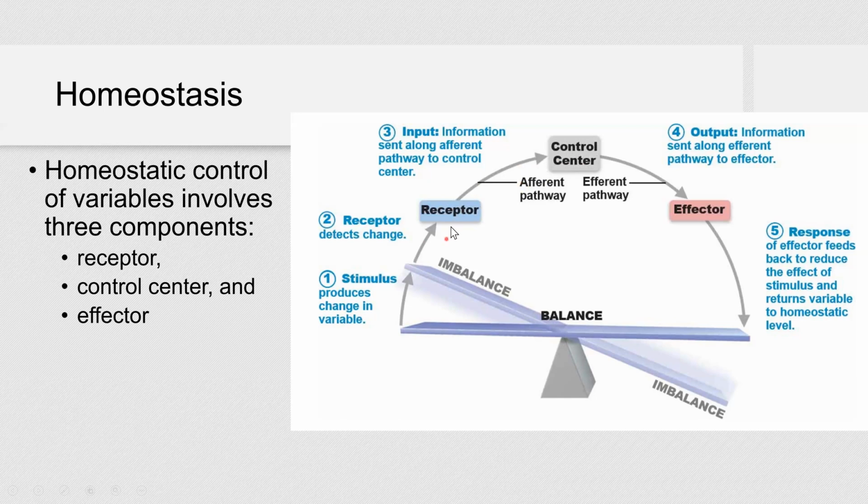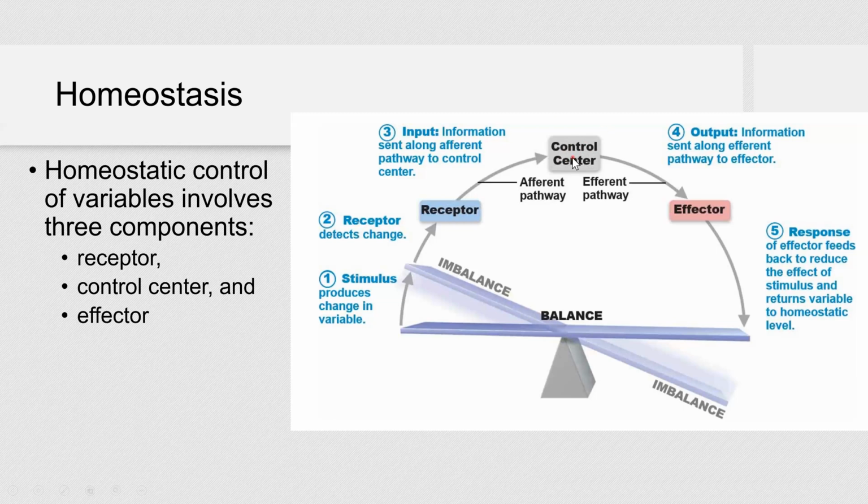So A is kind of like you go from the periphery away towards your control center. That's going to be your input: information sent along the afferent pathway to the control center. Now, your control center can be your nervous system, right? It can be your spinal cord, it can be your brain, or it can be your endocrine system. It can be your pancreas, for example, right?